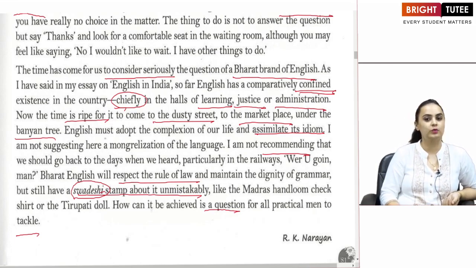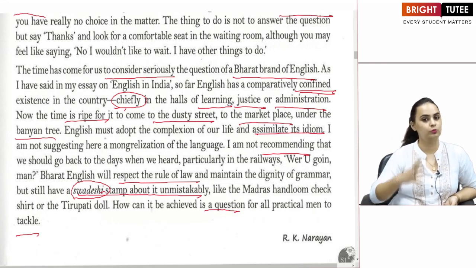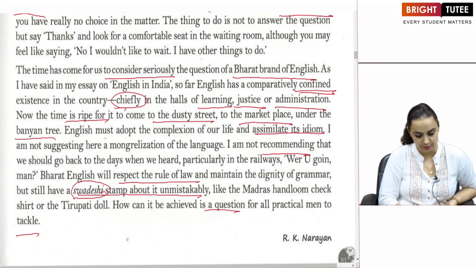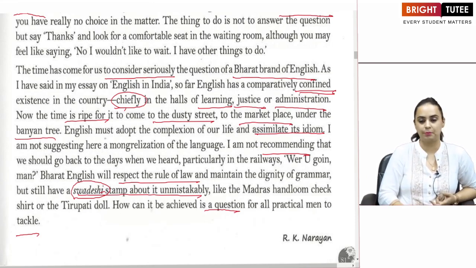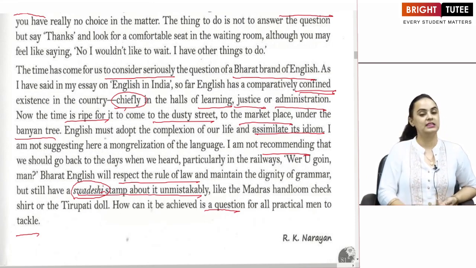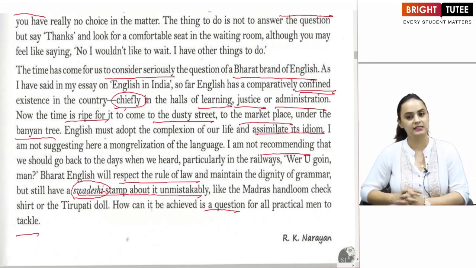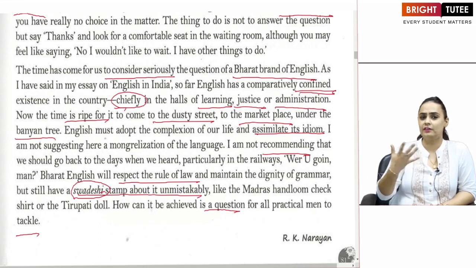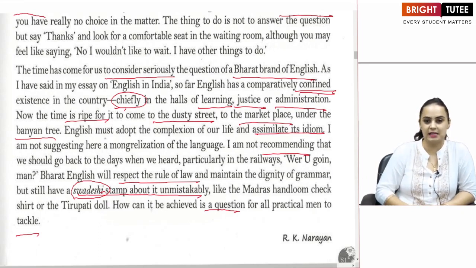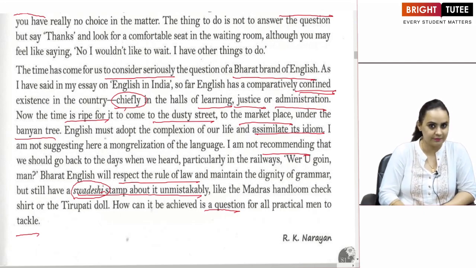This English will have proper rules of grammar. It will respect the rules, whatever laws it has to follow. But there will be a Swadeshi stamp on it. And in the end, he simply ends it with a rhetorical question: how can we achieve this target? It is something difficult and we all need to think of. Okay?